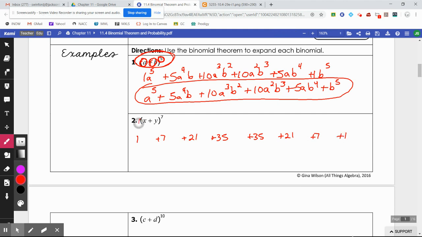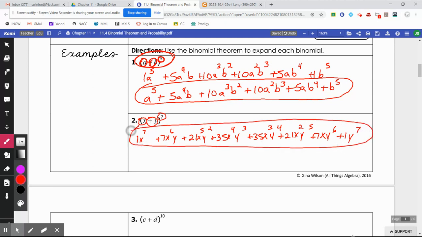Then again, you simply start with your first value and raise it to the seventh power. Where do I get that seventh power? It's right here. Then you just count down: sixth, fifth, fourth, third, second, and first. And then you will have no x's here. Then you go to your second term, this positive y, and start with 0 here; there's not going to be any. Then you go y to the first, y to the second, y to the third, y to the fourth, y to the fifth, y to the sixth, and y to the seventh. That will be your binomial expansion for x plus y to the seventh power.